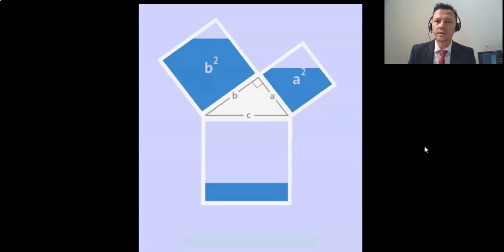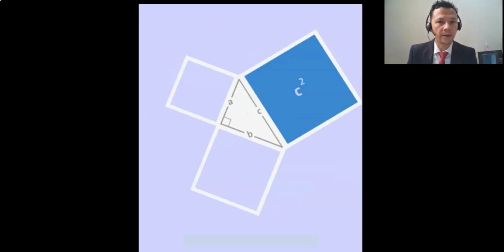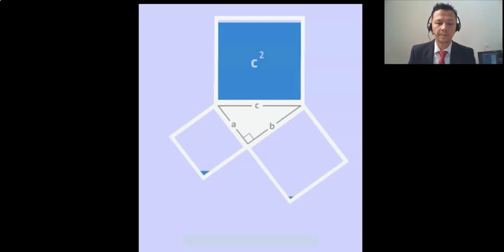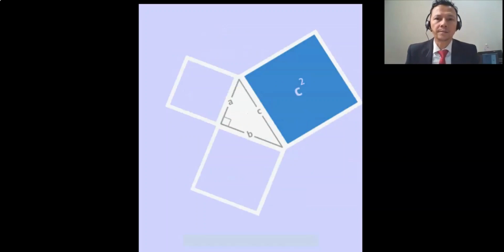Here is a demonstration of the theorem. The area of the two squares on the shorter sides is equal to the area of the square on the hypotenuse. Alright.